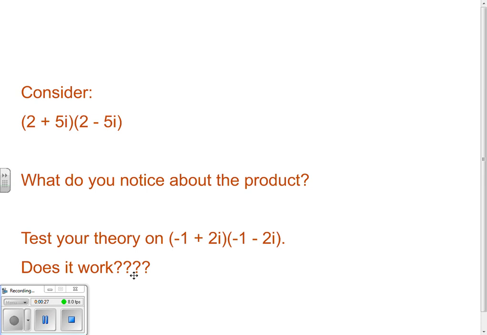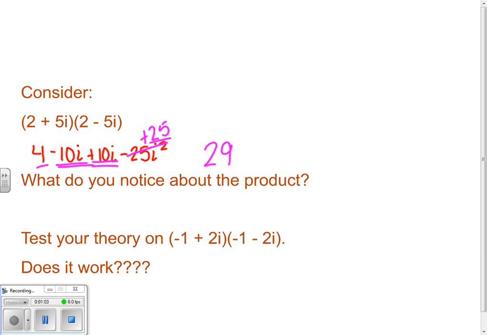I want you to consider the product that's up there: 2 plus 5i times 2 minus 5i. If I FOIL, 2 times 2 is 4, 2 times negative 5i is a negative 10i. 5i times 2 is a positive 10i, and 5i times negative 5i is a negative 25i squared, which I'll immediately fix. It's plus 25. Combining the reals, 4 plus 25 is 29. Combining the imaginaries, negative 10i plus 10i cancels.